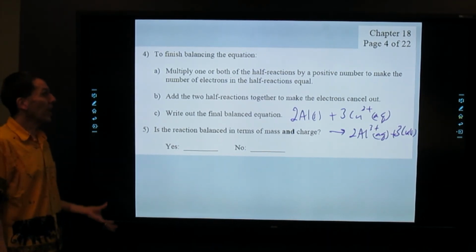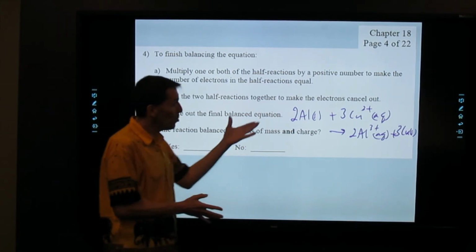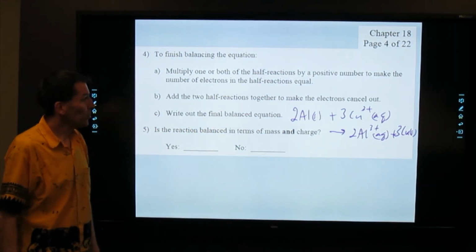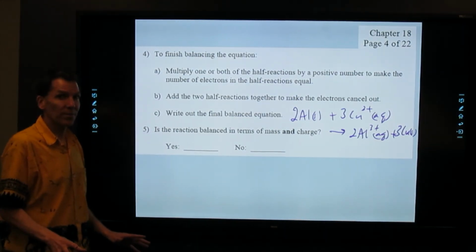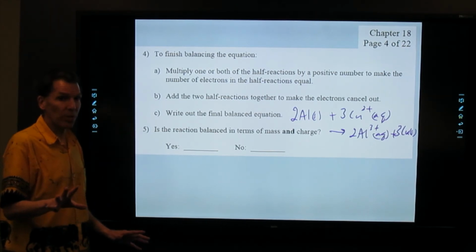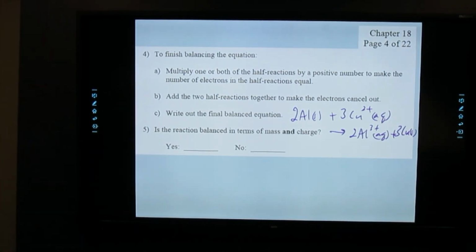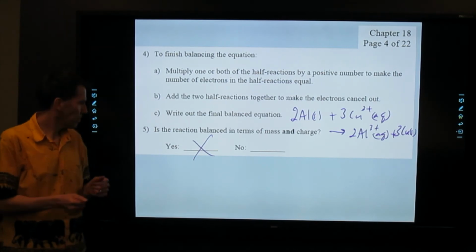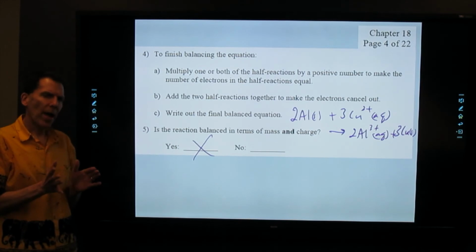And now when we look at it, we would ask, is it balanced in terms of mass? It's got 2 aluminums here, 2 here. That's good to go. 3 coppers, 3 coppers. And now the total charge on the left side is +6: 3 coppers, 2 pluses. Total charge on the right side is +6. And so this is all balanced in terms of charge and mass. And so that's balancing a simple reaction.